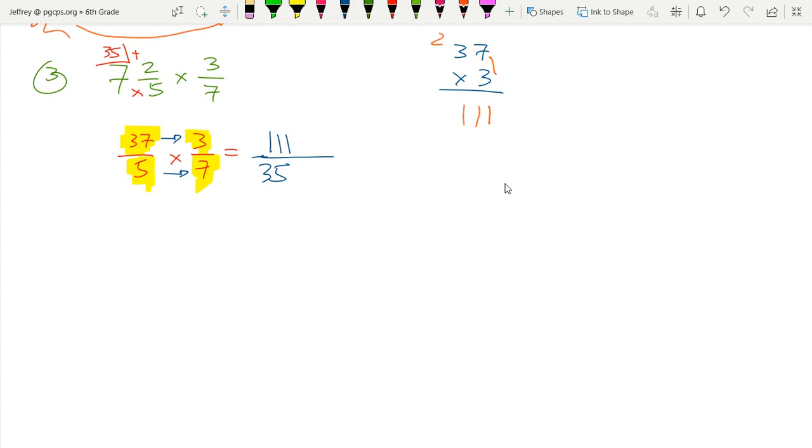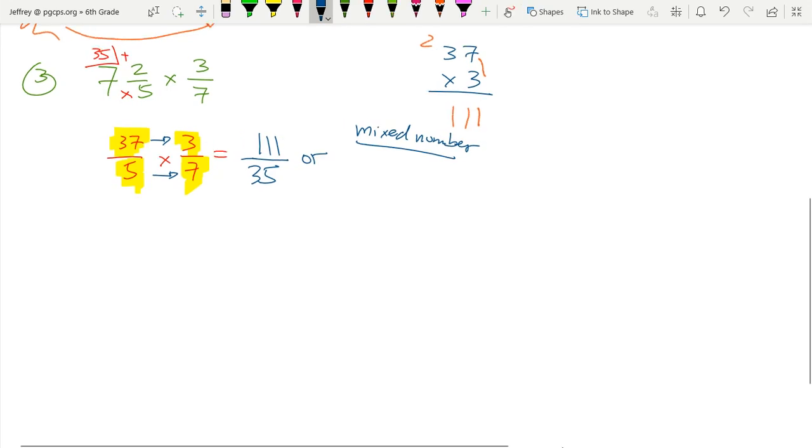Now, if it is an improper fraction, we need to make sure to change it into a mixed number. Now, how do we do that? Long division. All right, let's do long division. So 111 divided by 35.